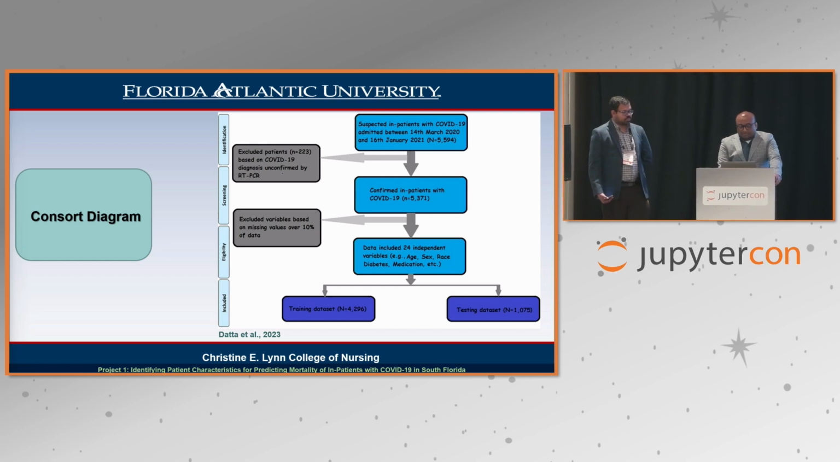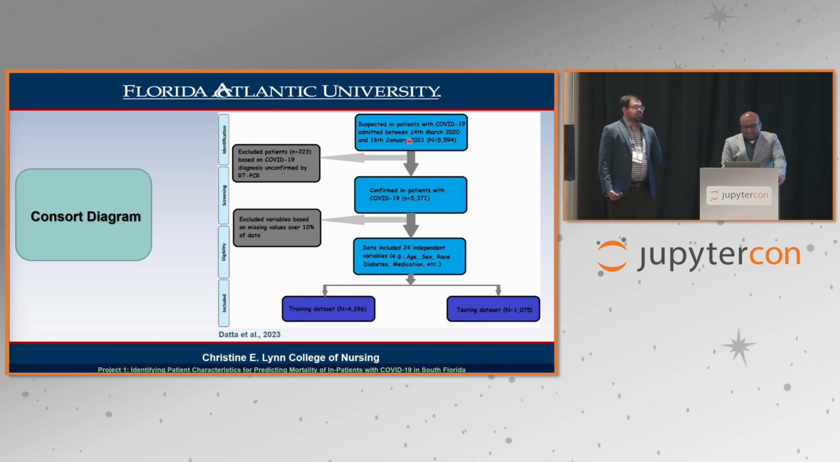The data was collected from Memorial Healthcare System in South Florida between March 2020 and January 2021, and those patients are hospitalized patients. After testing RT-PCR, we excluded 293 patients and got 5,371 patients. Our criterion: if more than 10% missing values, we delete those columns. Now we have 25 variables, 24 independent variables and one dependent variable, binary classification: survive and mortality.